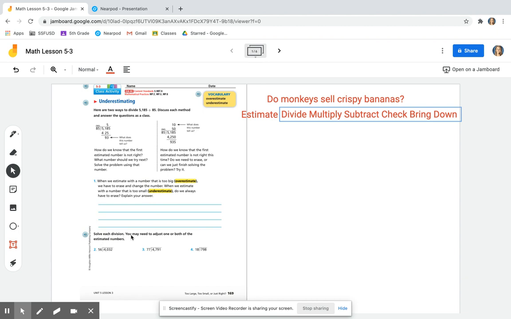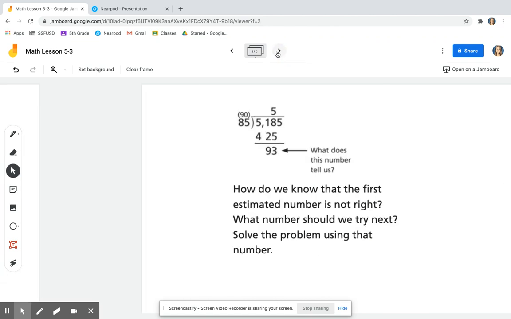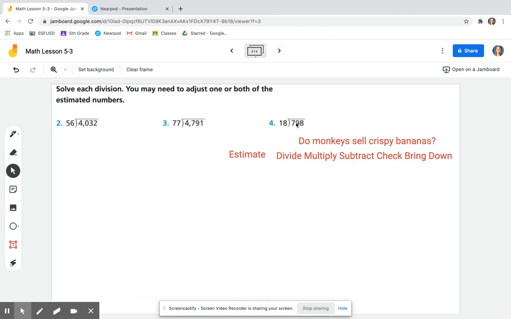So at the bottom of the page, it says solve each division. You may need to adjust one or both estimated numbers. So for numbers 2, 3, and 4, we're going to set up our whiteboards for success. And again, I have the steps: divide, multiply, subtract, check, and bring down. Those letters go along with the question: do monkeys sell crispy bananas? And here's how I set up my whiteboard, and I'd like you to do the same as well.